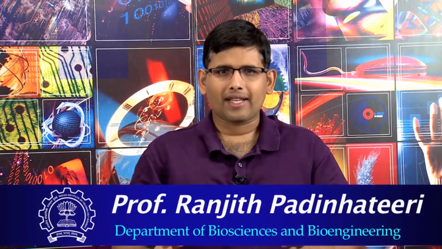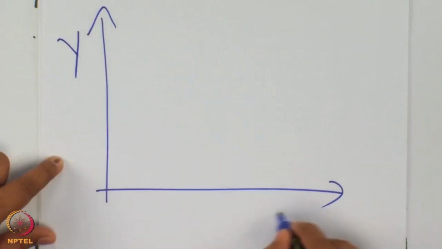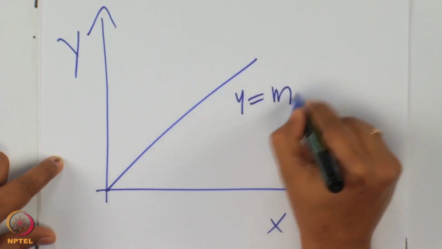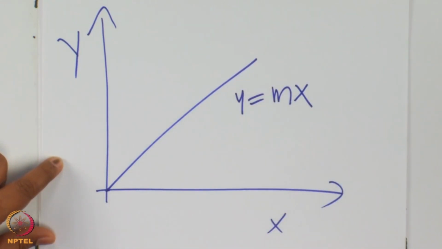We will continue learning mathematics in the context of biology and how to use mathematics as a language to express the phenomena or to study the phenomena that we see in biology and express our findings in a quantitative way. So, we learned some simple functions in the previous lecture. We learned a linear function, y is equal to mx. It was a linear function, the line.